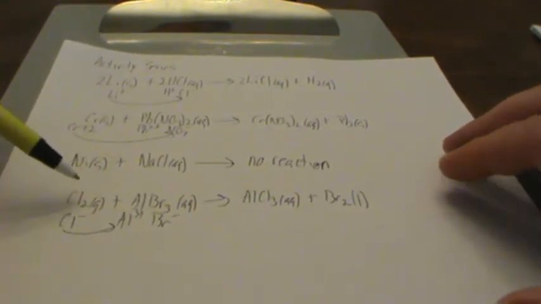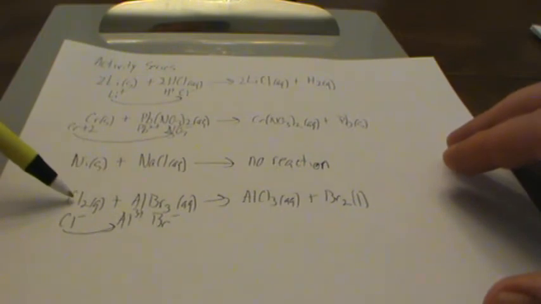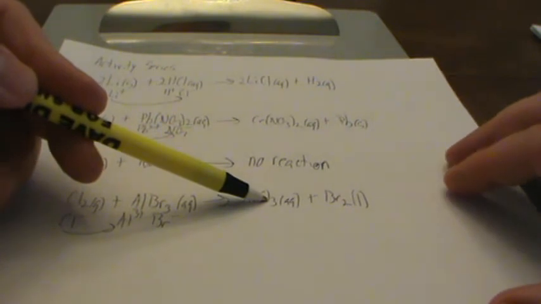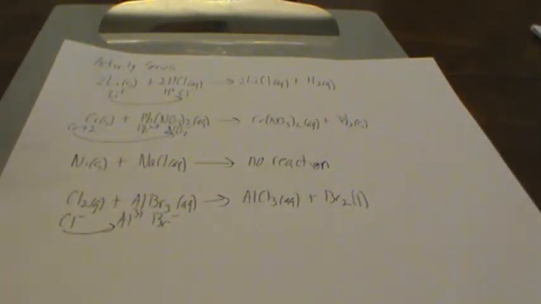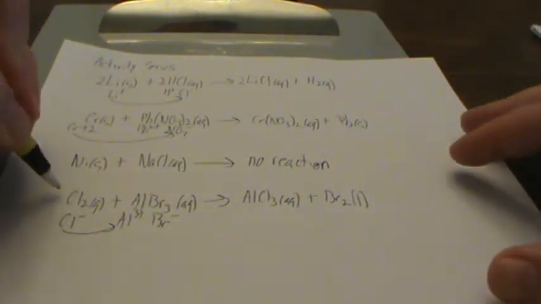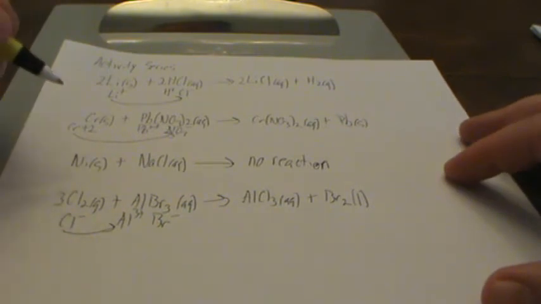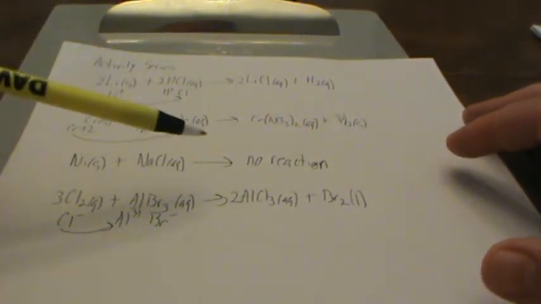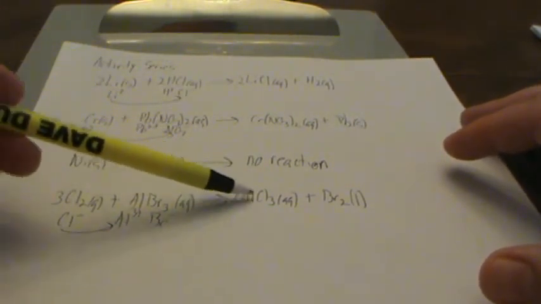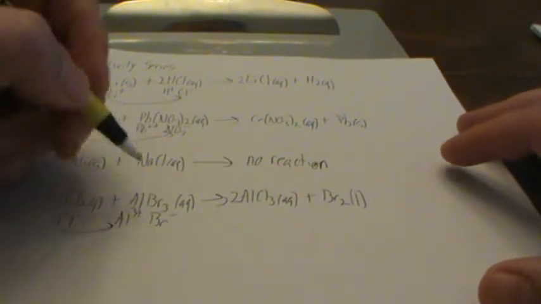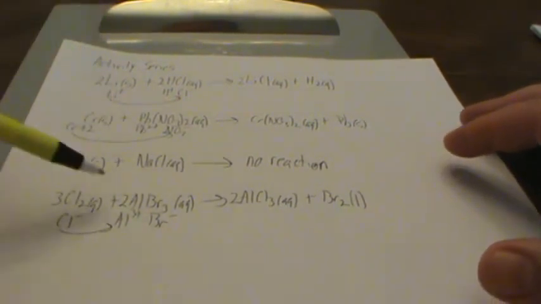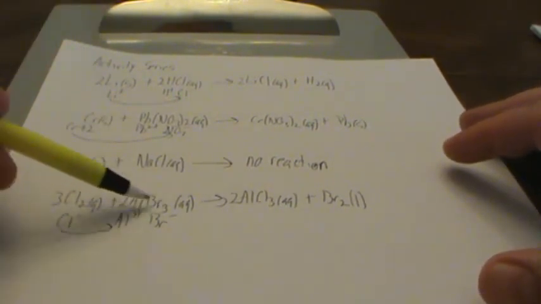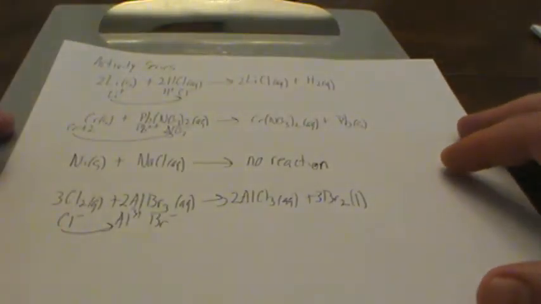Now, our fourth one, chlorine. We have two chlorines on the left-hand side. We have 3 on the right. So to balance this out, let's get 6 chlorines. So we're going to put a coefficient of 3 in front of diatomic chlorine and a coefficient of 2 in front of aluminum chloride. Now that gives us 2 aluminums on the right-hand side, so we need 2 on the left. So 2 aluminum there gives us 6 bromines. So we need 6 bromines on the right, so we need a coefficient of 3.